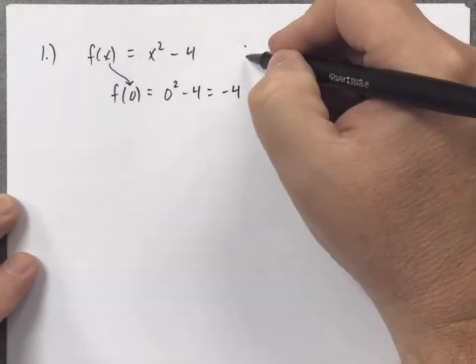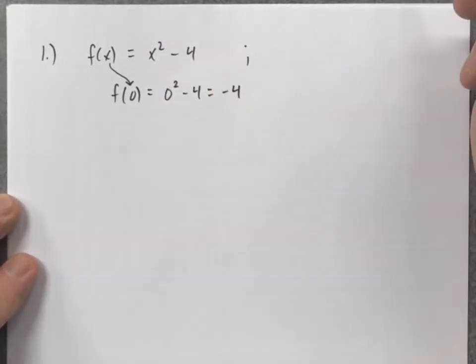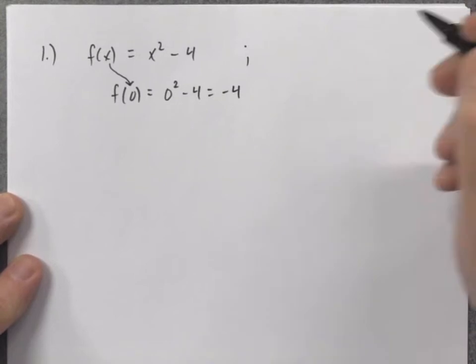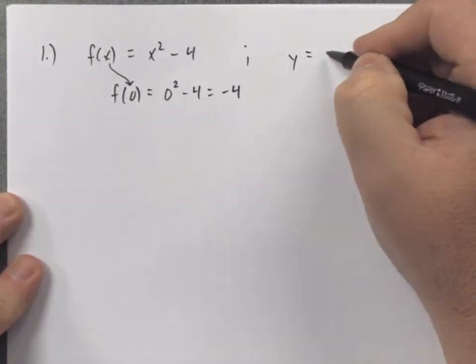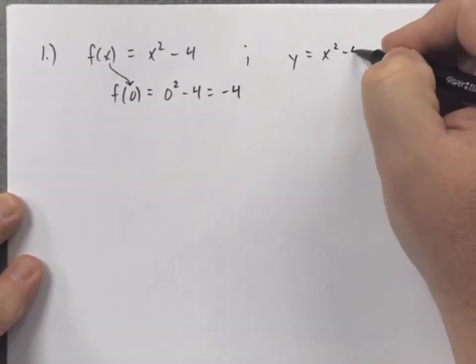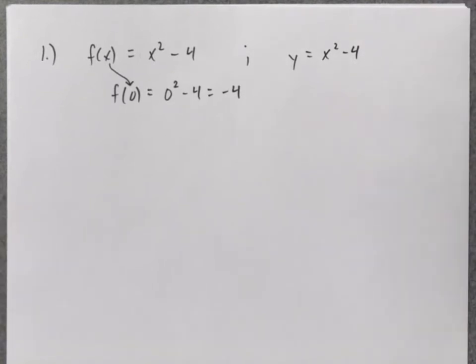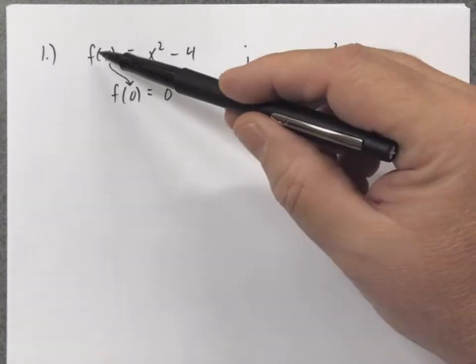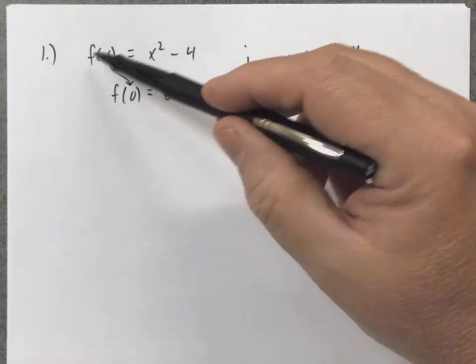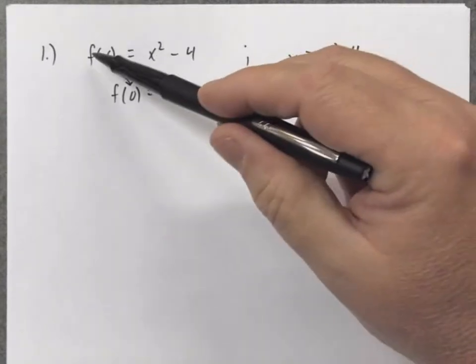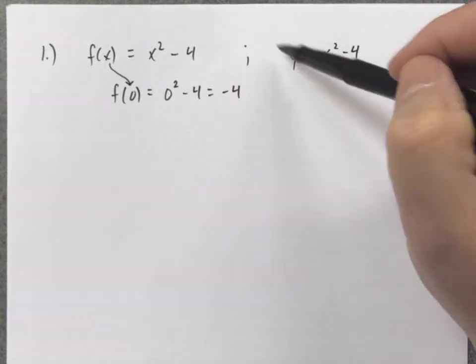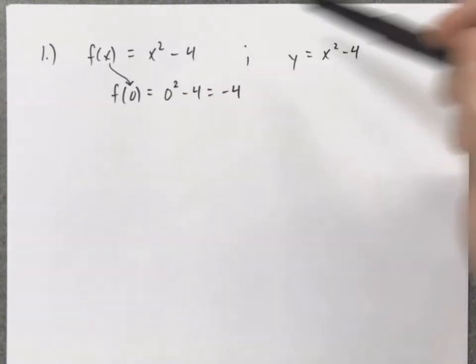Just a little background. Before we started using function notation, you probably learned to do things with x and y. F of x and y are always interchangeable. They're really the same thing.